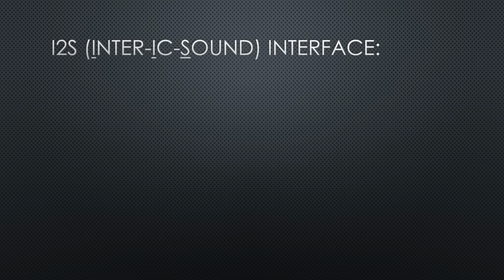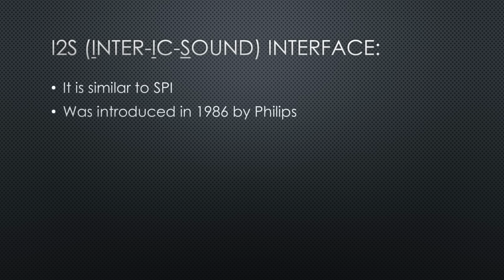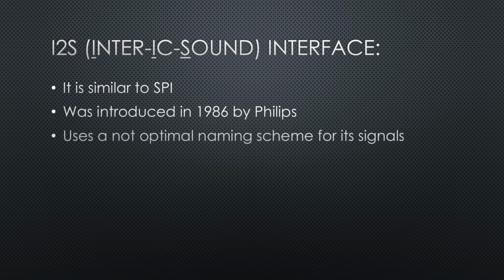Let's start with the basics, the I2S or Inter-IC sound interface. It is similar to SPI and was already introduced in 1986 by Philips. But unfortunately, they created a mess with the naming of the signals. Each device needs at least three signals.